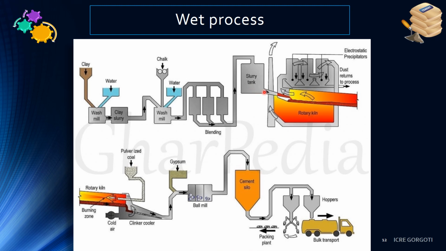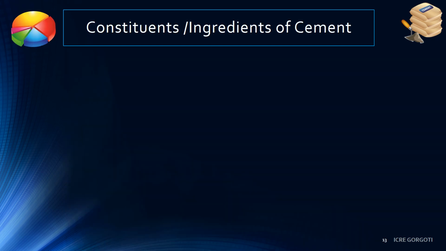Then the slurry is spread into a rotary kiln and further process is same like dry process of cement. The next point is constituents or ingredients of cement.